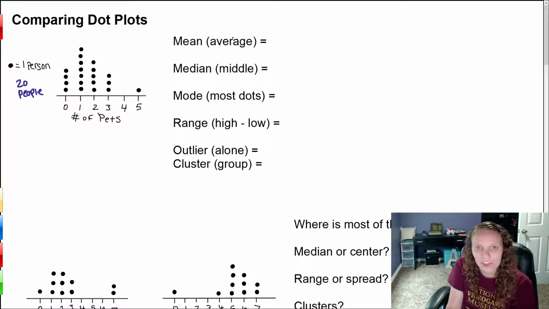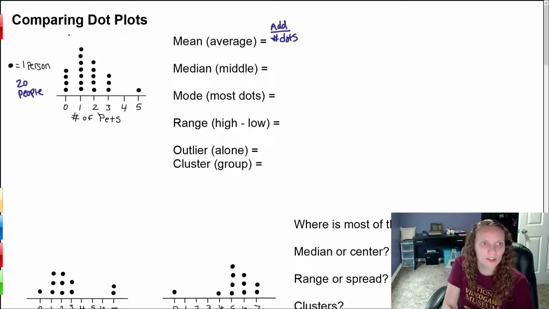Okay, let's start with the mean or the average. To find the mean or average, we are going to add, and then we're going to divide that by however many people or dots there are. Okay, so let's add up all these numbers.